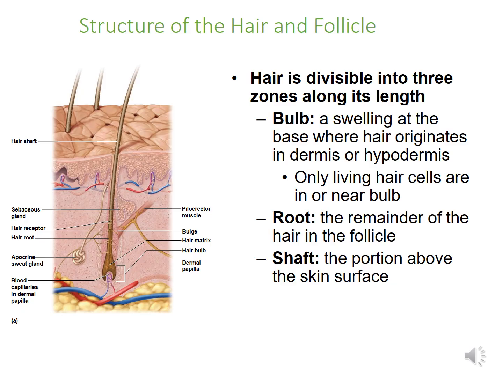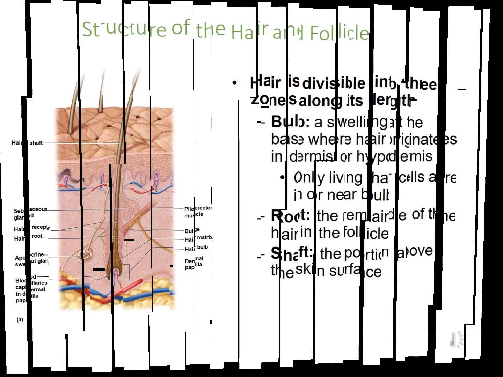Structure of the hair and follicle. Hair is divisible into three zones along its length. The bulb is a swelling at the base, where hair originates in the dermis or hypodermis only; living hair cells are in or near the bulb root; the remainder of the hair in the follicle. The shaft is the portion above the skin surface.